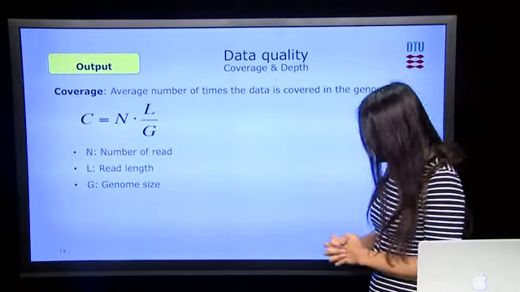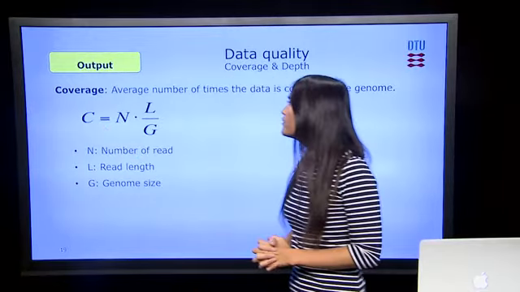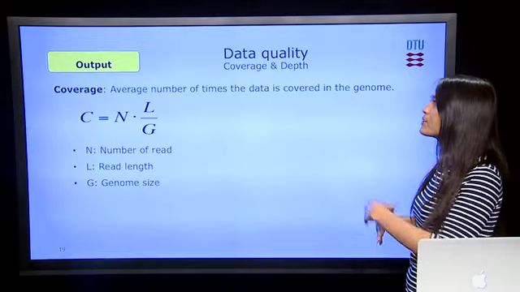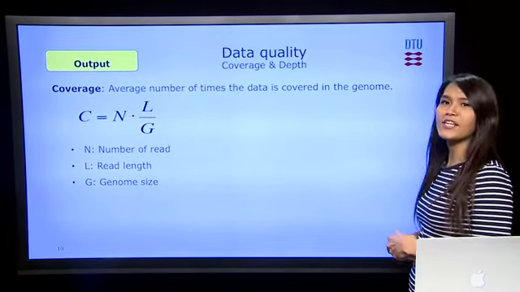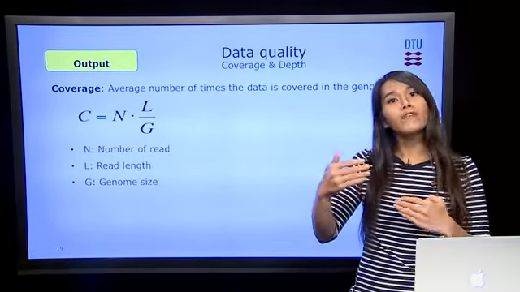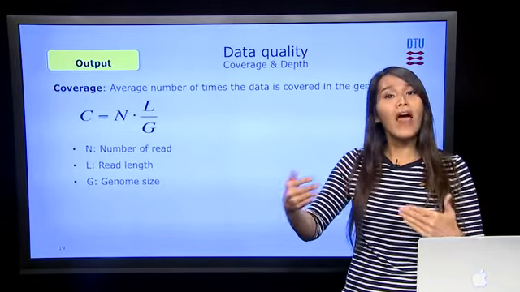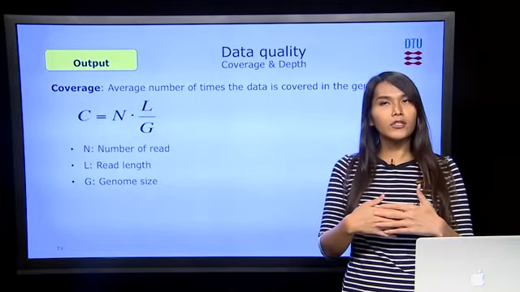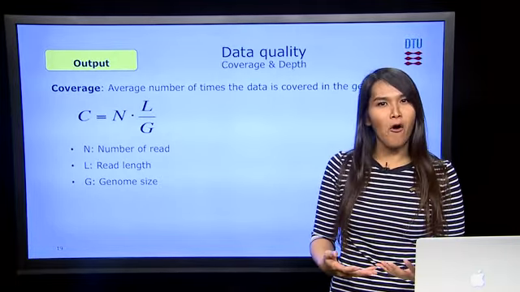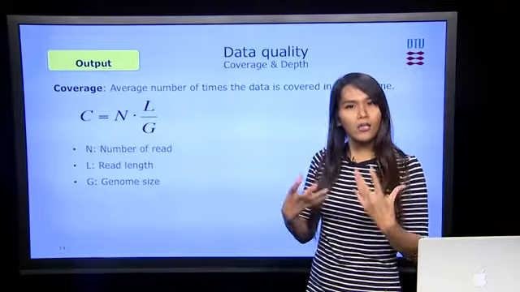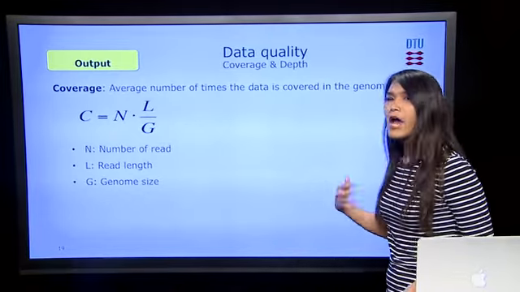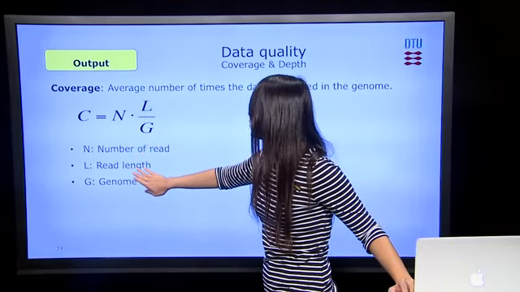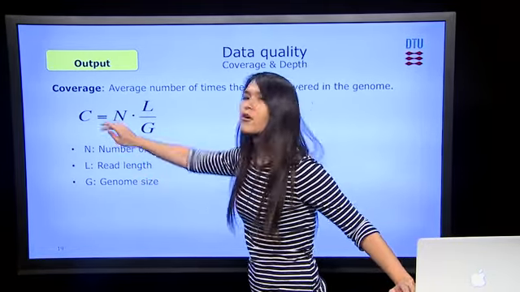The first parameter we call coverage. The coverage is the average number of times the raw reads cover your genome. Remember, you amplify your raw reads, your fragments, before sequencing. Then if your raw reads have been sequenced with good quality, you're going to have high coverage. So how can you calculate the coverage? If you know the number of reads, read length, and genome size, you can know the coverage.